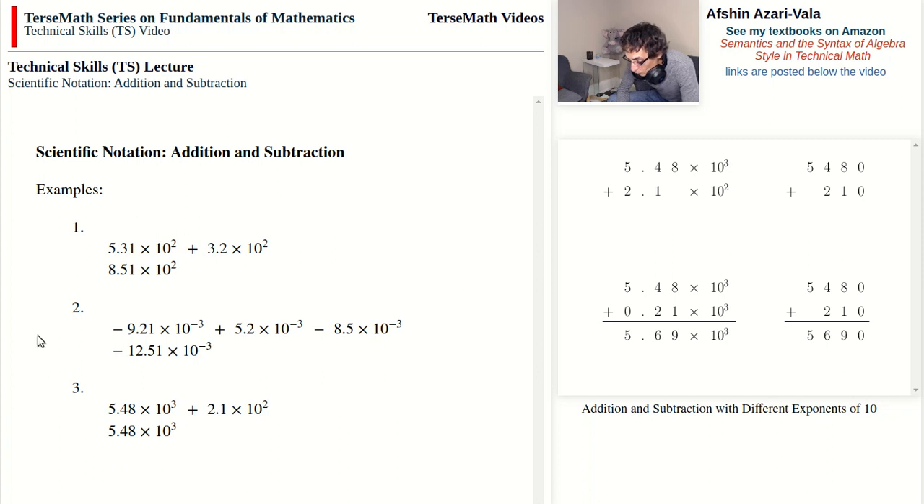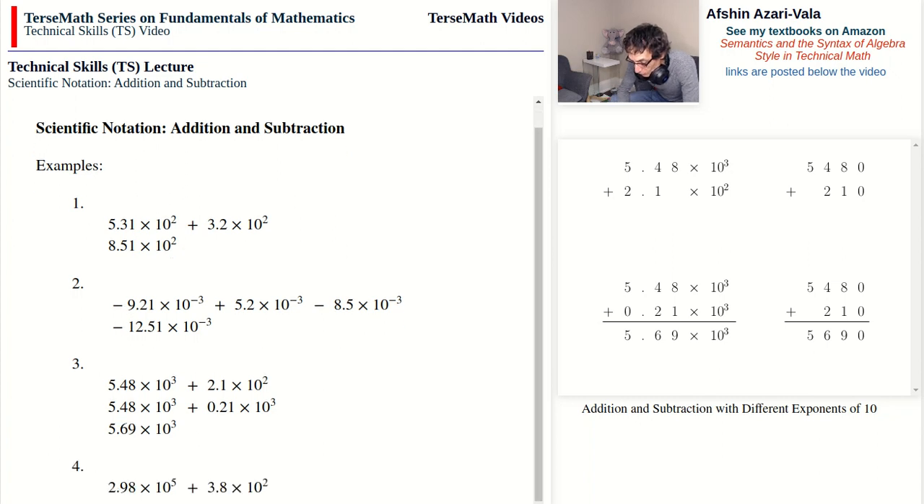Alright, so if I was going to write it down here, I would repeat 5.48 times 10 to the power of 3. Now, knowing that this exponent goes up and decimal point moves back over 1 digit, we end up with plus 0.21 times 10 to the power of 3. Now we add 5.48 and 0.21 to get 5.69. And then we add on times 10 to the power of 3.